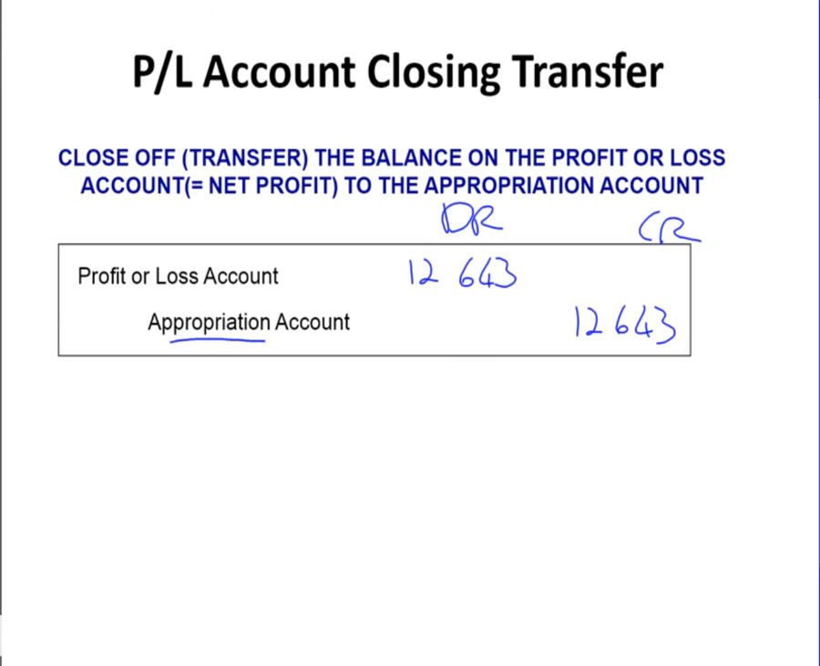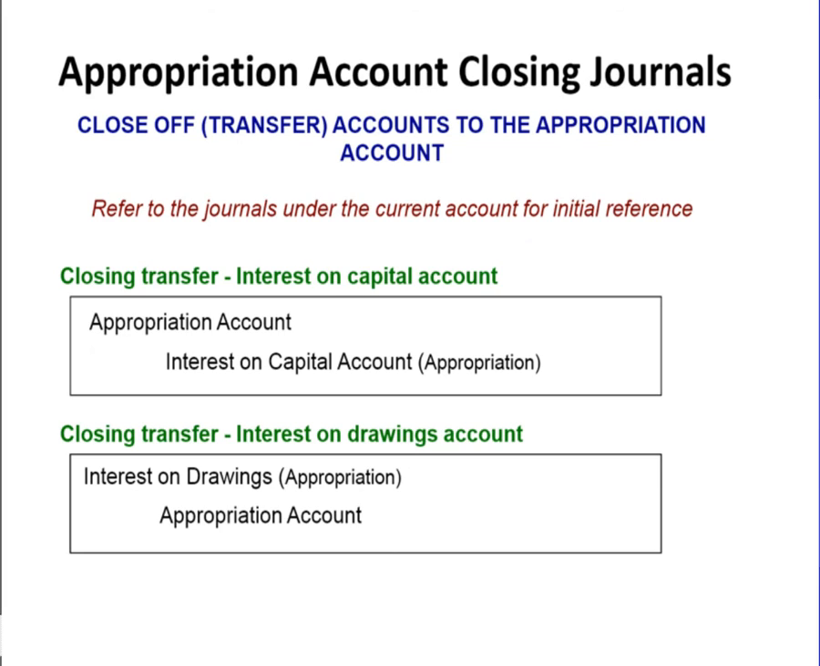The big one comes up next, which is the appropriation account. So we've done the journal to transfer in the profit or loss, the net profit. Now we need to transfer all of the individual amounts that we did right up front in this video. Remember, we kept calculating interest on capital account, drawings accounts, and it always has this little appropriation in brackets because we were taking items to the appropriation account. Now we're going to close those little sub accounts out to the actual appropriation account. So let's do that together quickly.